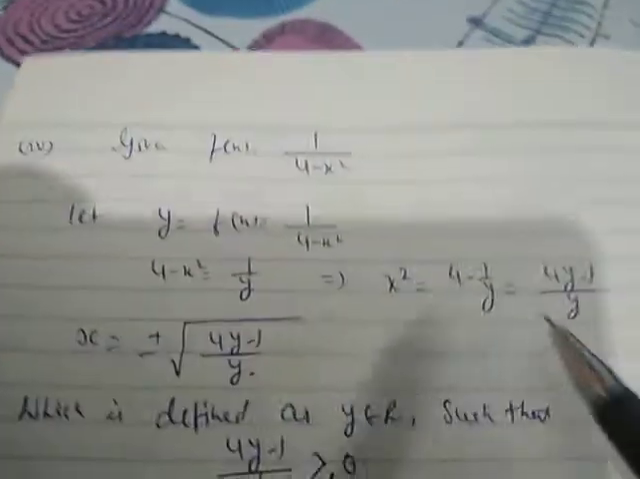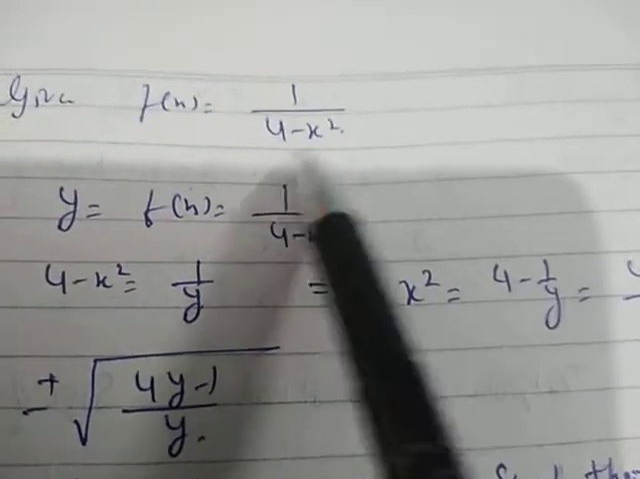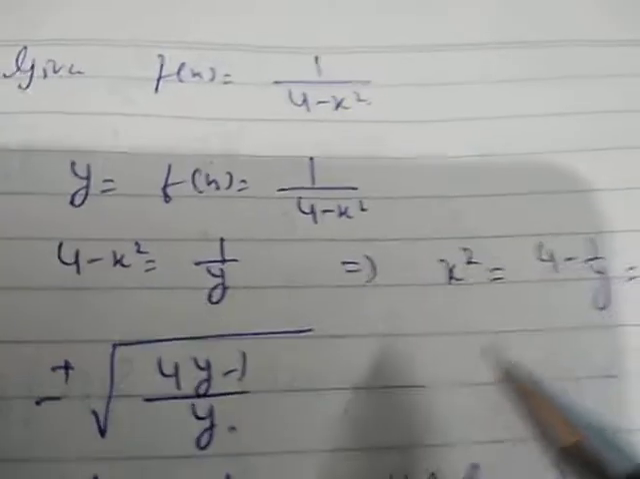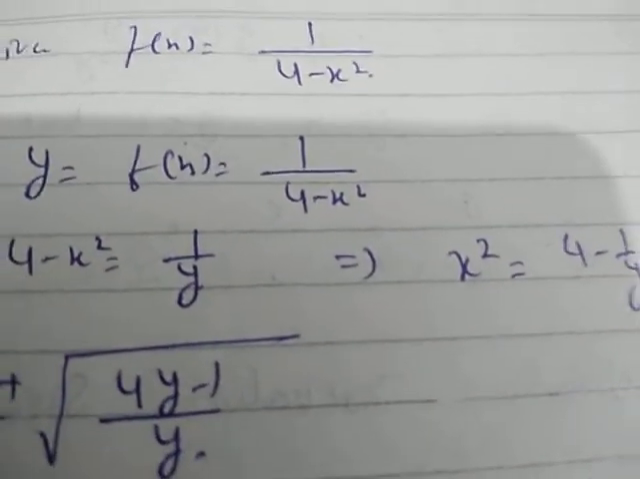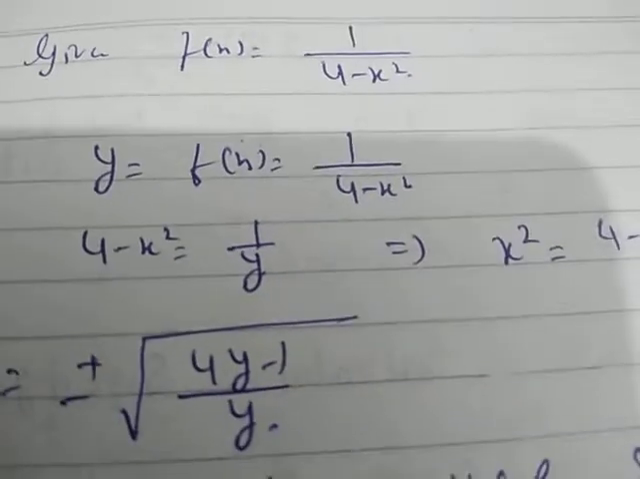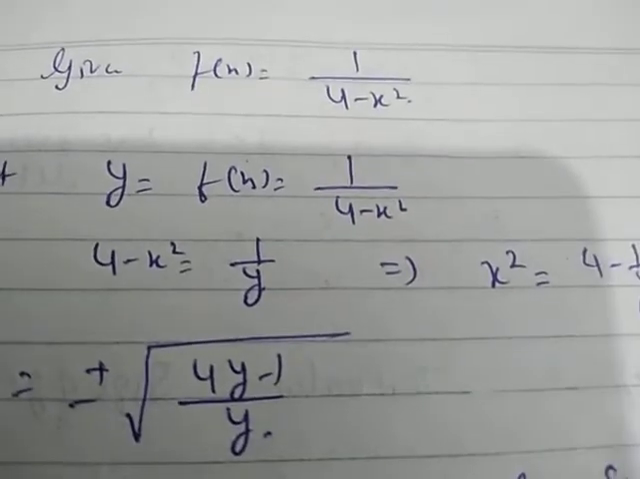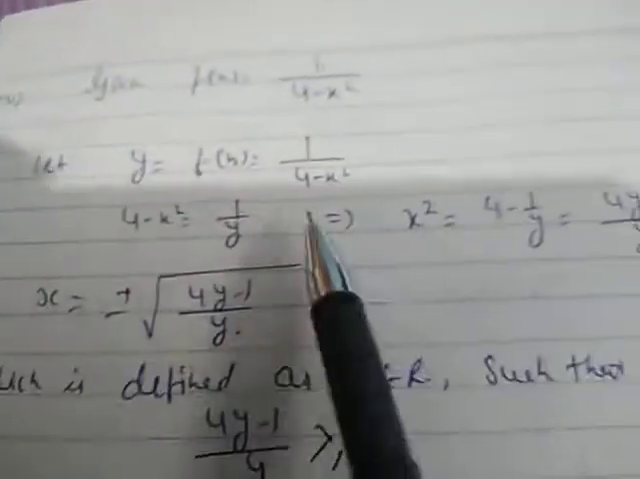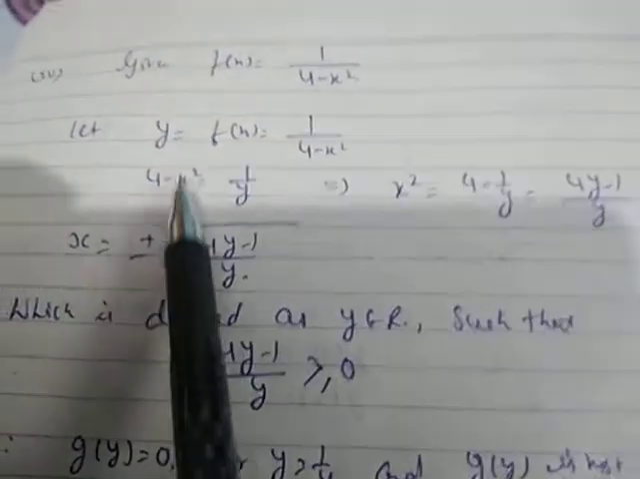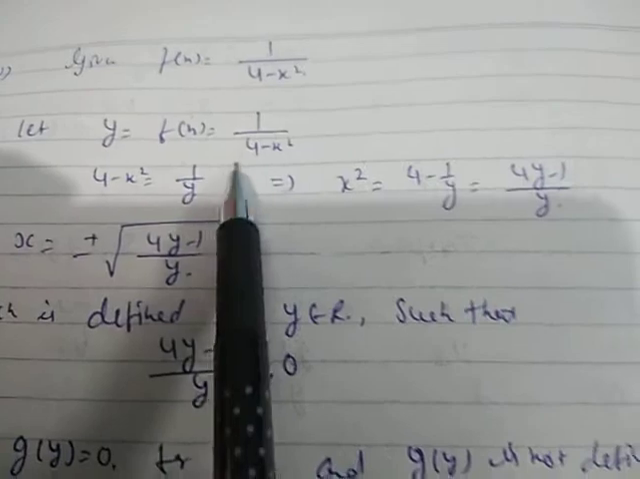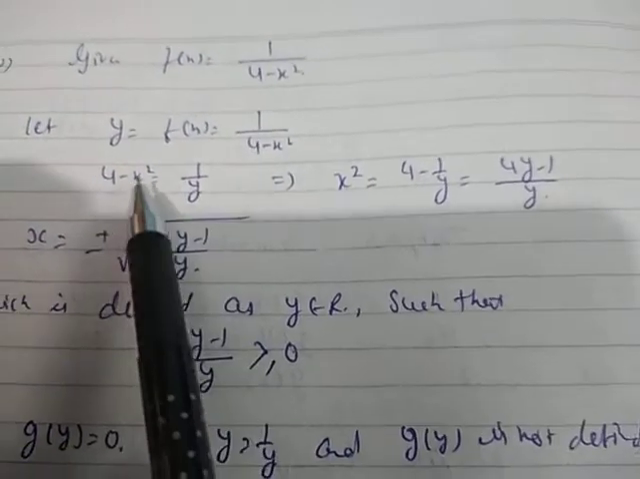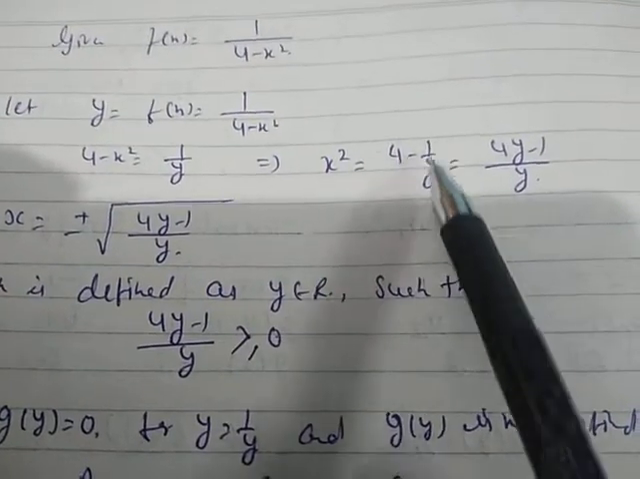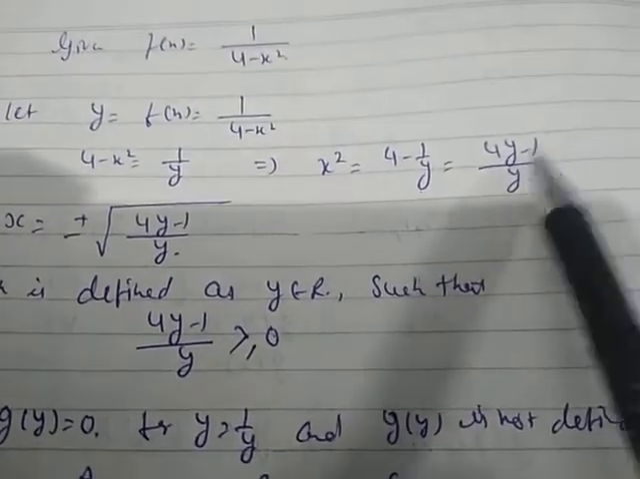Now, the fourth one is given: f(x) is equal to 1 upon 4 minus x square. For the domain, definitely 4 minus x square is not equal to 0. You can do it by yourself, no problem at all, because I have explained so many questions based on domain. Now, I am explaining here for range. y is equal to f(x) is equal to this one. 4 minus x square is equal to 1 upon y. That means x square is equal to 4 minus 1 upon y, which is (4y minus 1) upon y.